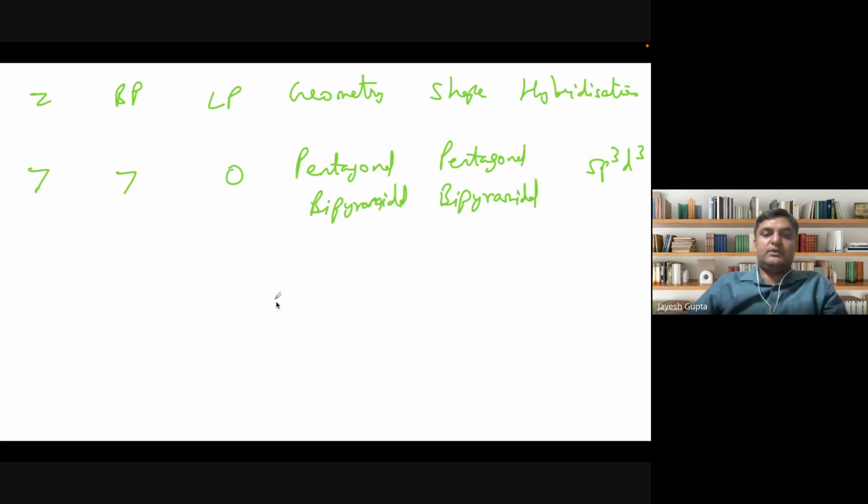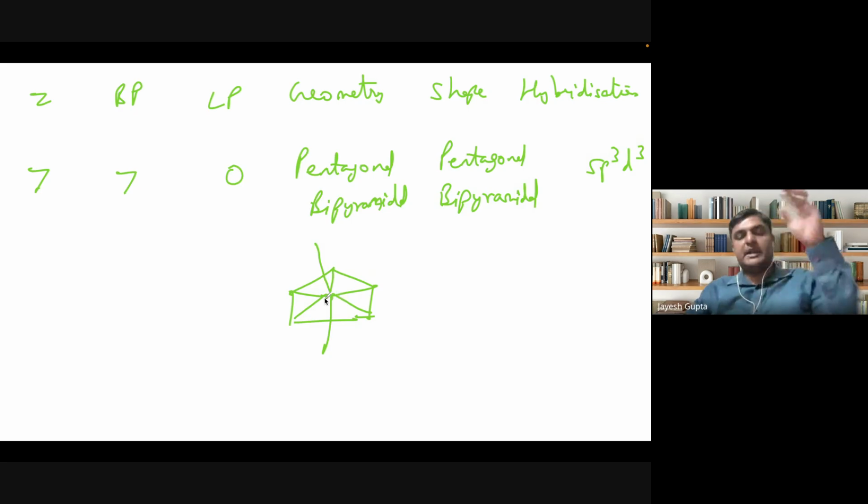So it looks like this one. You have 5 valencies in one plane, and 2 valencies up and down of the plane. So you can see a pentagon is formed and 2 valencies up and down. So pentagonal bipyramidal. However, it is not so important. Okay, just for coverage purposes I am doing it.